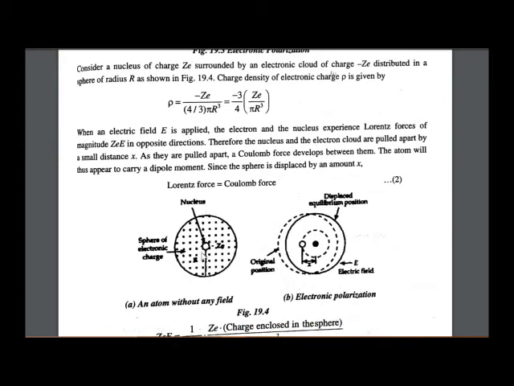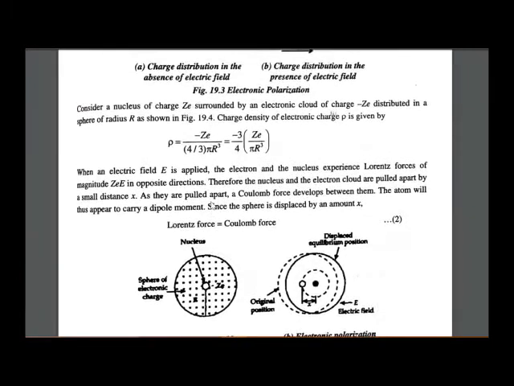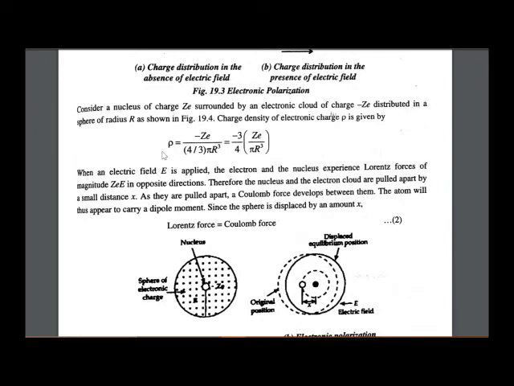Look at the figure first. This is a nucleus. Its charge is plus Ze, and there is a cloud of negative charges. Imagine the cloud as spherical of radius r, and all these dots denote electrons which carry negative charges, and this is a sphere of electronic charge, r is the radius of the sphere, and nuclear charge is plus Ze. Now what happens? Let us see once the electric field is applied.